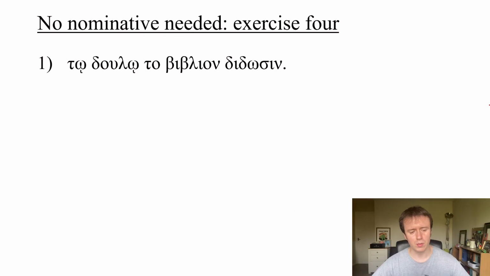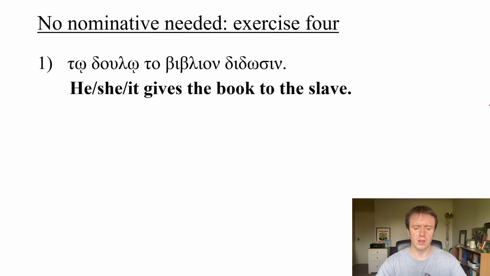Okay, the first of these was toi doulōi to biblion didōsin. Didōsin is the third person singular present indicative active form of didomi, and so we know that this means he, she or it gives the book to the slave. The book, to biblion, was in the accusative. We know it's in the accusative because although it's visually identical to the nominative, it wouldn't make any sense for it to be in the nominative here. It's got to be the object rather than the subject. So he, she, it gives the book to the slave.